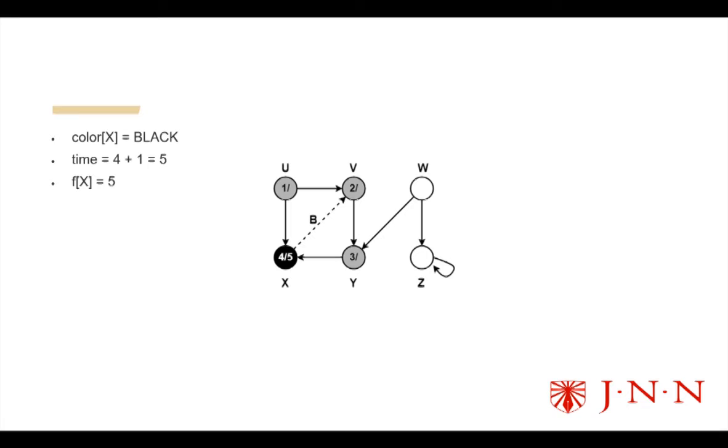So now the current node is X. We do not have any visit to new nodes. That's why its gray color is going to be turned into black now, and the time unit gets incremented by 1. So the final visiting time of X, the finish time unit of X, is 5.